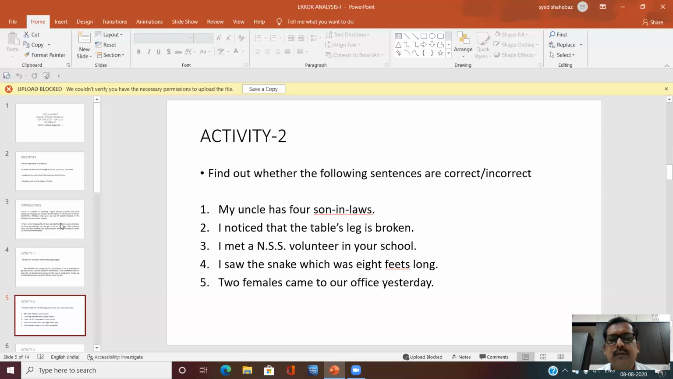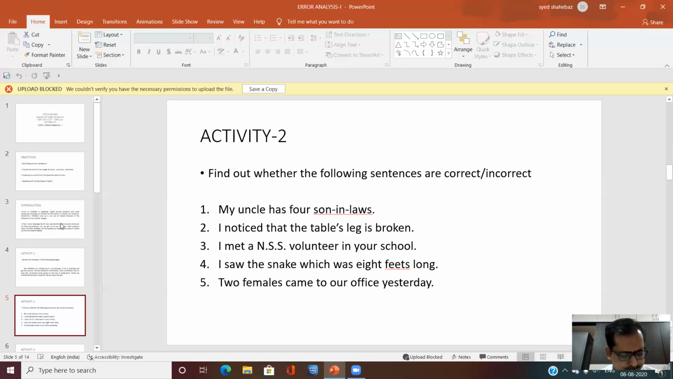So when we are using plural in words like sons-in-law, brothers-in-law, sisters-in-law, the plural comes in the first part of the word. So my uncle has 4 sons-in-law, not son-in-laws. The S should be after son, sons-in-law.